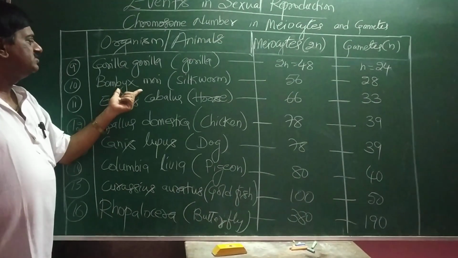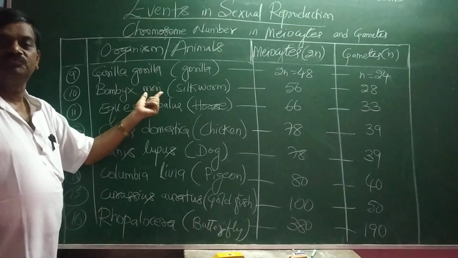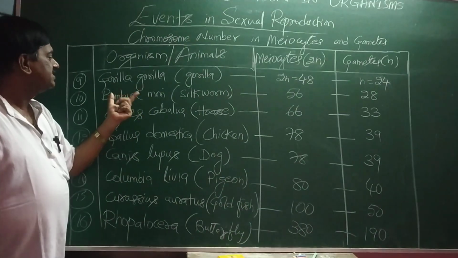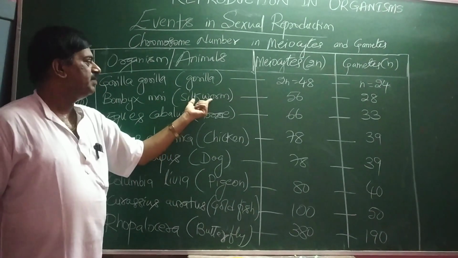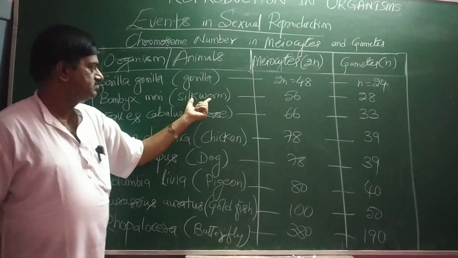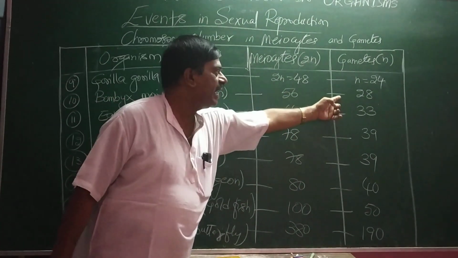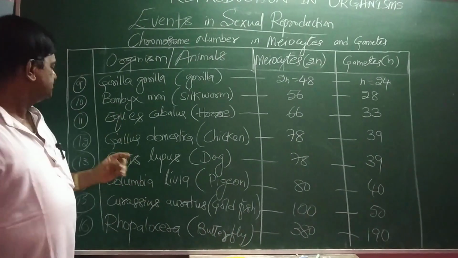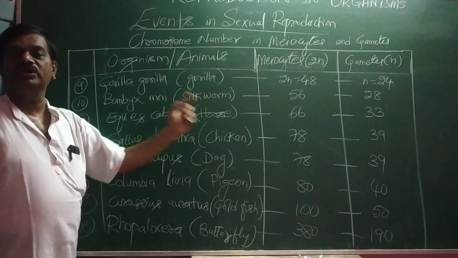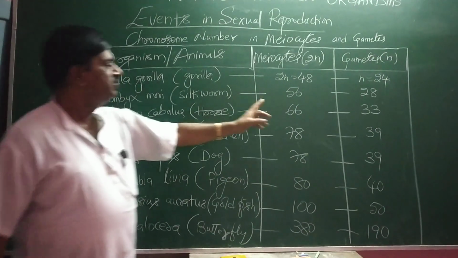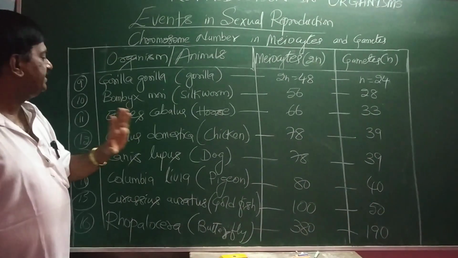The next example, Morus. So, Bombyx mori comes under Moraceae and it is commonly called silkworm. In a silkworm, 2n is equal to 46 and the gamete number is 28. Next, Equus caballus. This is commonly called horse. In a horse, 2n is equal to 66 and n is equal to 33.